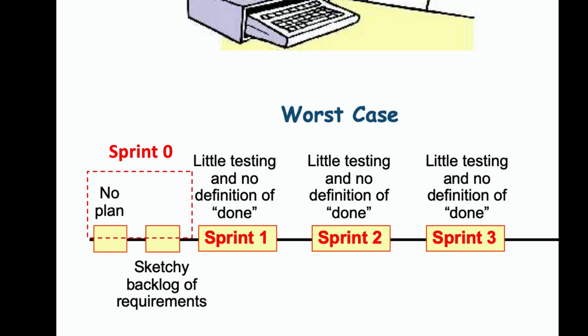Then if the team has little testing of the work and no definition of done in sprints 1, 2, and 3, that's creating and allowing a lot of waste from the beginning of the cycle down to the very end. This would be a bad situation, but not atypical. I have seen situations like this in organizations.